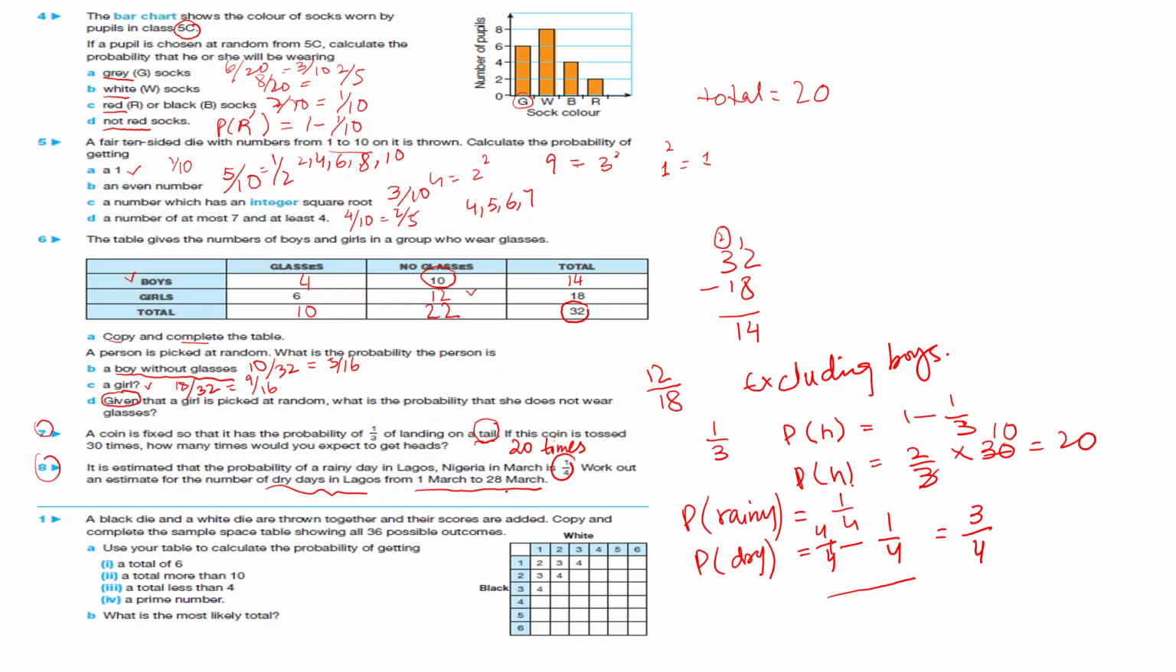And from 1st to 28th March, there are 28 days, and how many days should be dry? 28 days from 1st March to 28th March, 3 by 4 is the probability, and 4 sevens are 28, 7 threes are 21. So for 21 days, it should be a dry day in Lagos, Nigeria.